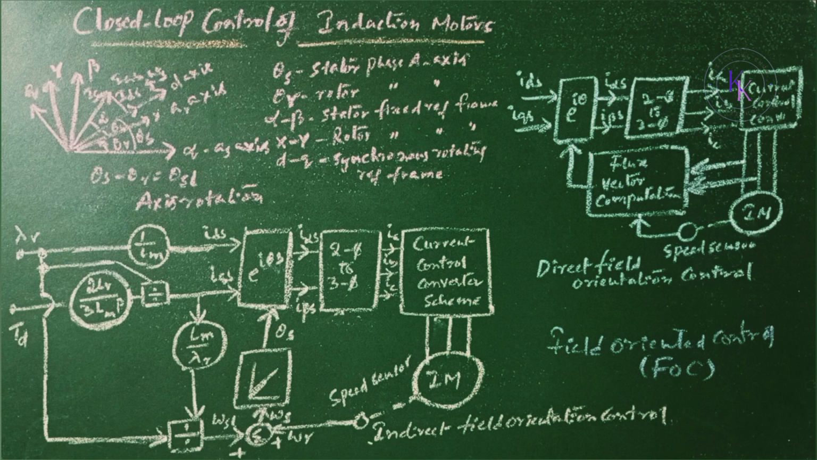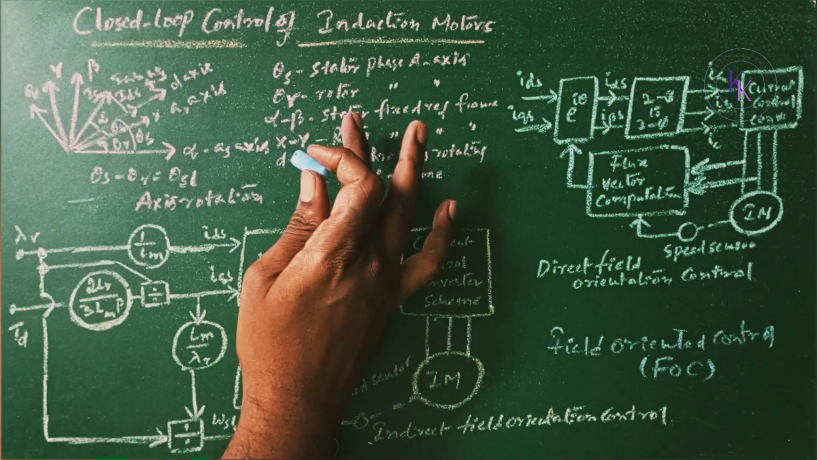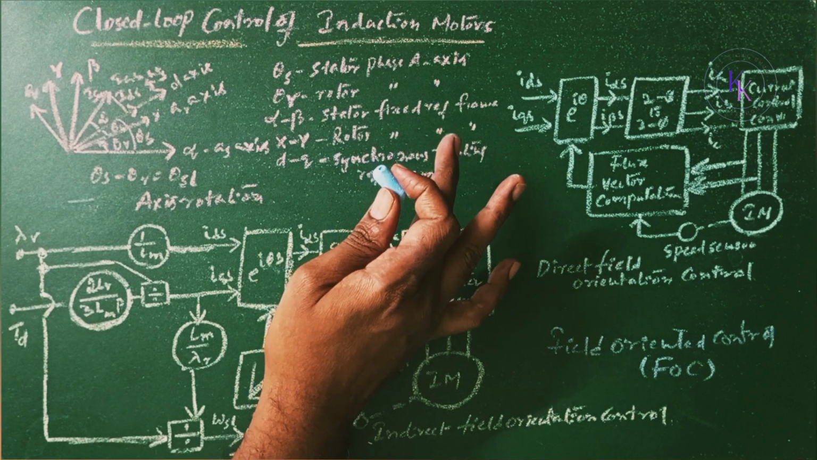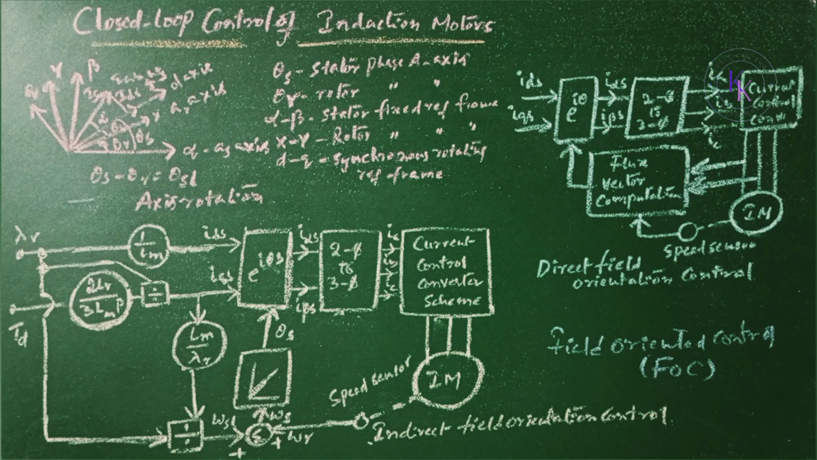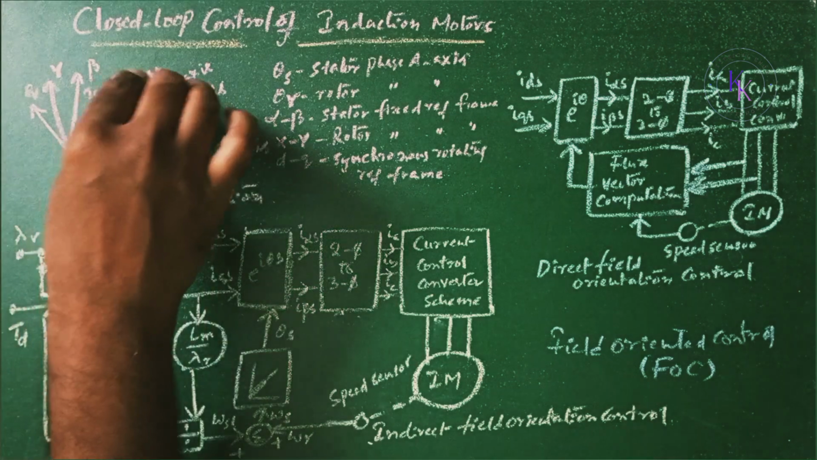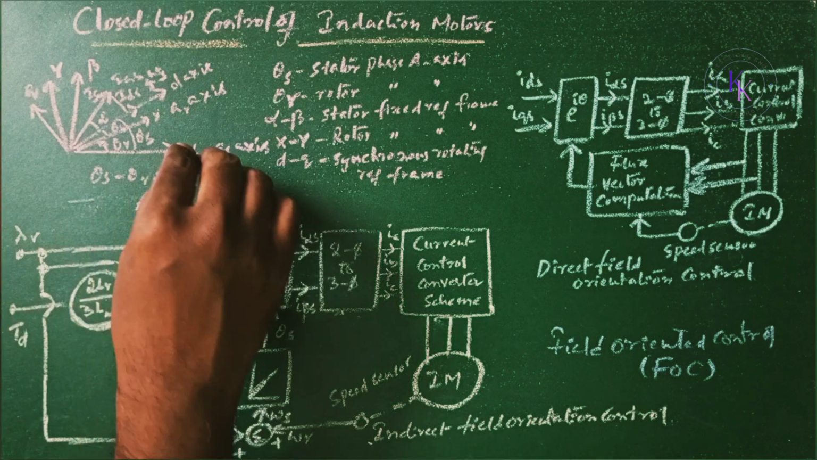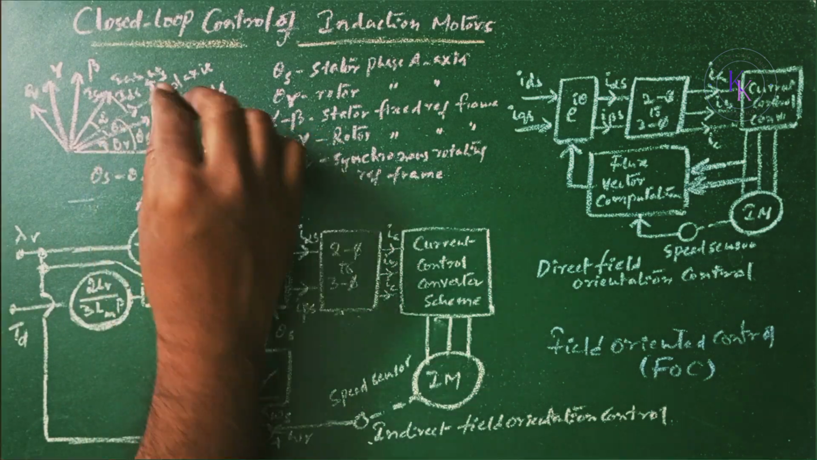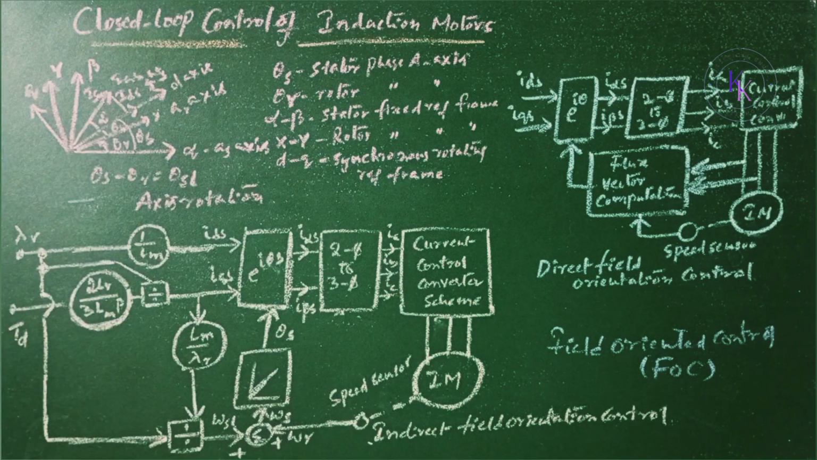The axis of reference rotation for various quantities is as shown here, where theta S is the stator phase A axis and theta R is the rotor phase A axis. Alpha to beta is the stator fixed reference frame, X to Y a rotor fixed reference frame, and D to Q is the synchronously rotating reference frame. The angle between X and alpha is theta R, between D and alpha is theta S, whereas theta S minus theta R is nothing but theta SL.